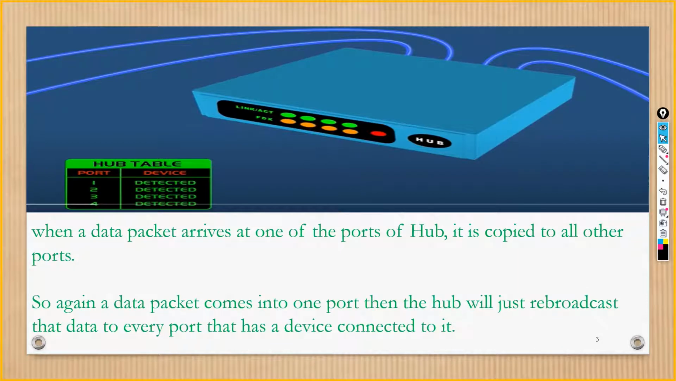So how does a hub operate? When a data packet arrives at one of the ports of a hub, it is copied to all other ports. So again, a data packet comes into one port, then the hub will just rebroadcast that data to every port that has a device connected to it. Now, a hub is considered not to be intelligent because it does not filter any data or have any intelligence as to where data is supposed to be sent. And that's because the only thing a hub knows is when a device is connected to one of its ports.